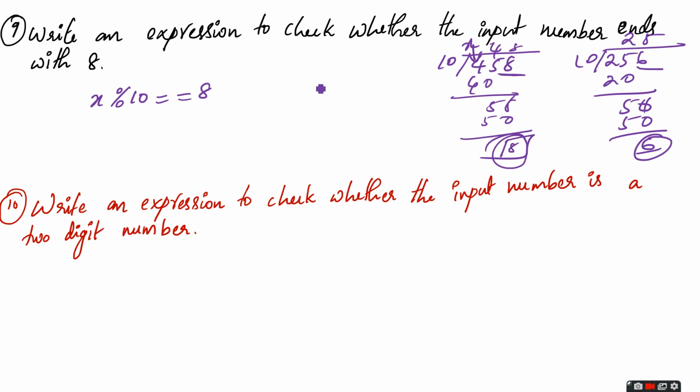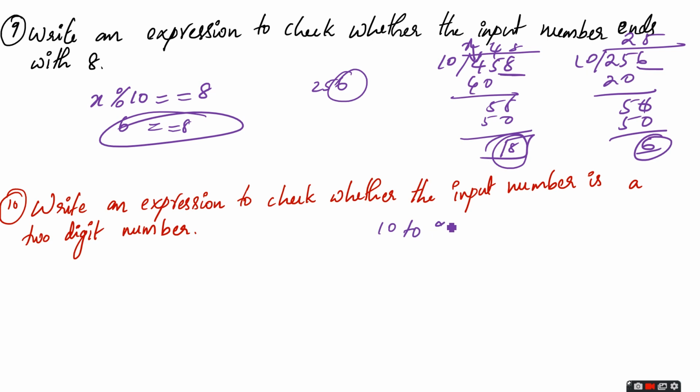Remainder equal to 8 means it ends with 8. For example, the value of x is 256. Then we can divide it by 10 and the remainder is not equal to 8. That means we are getting 6 equal to 8. The condition is false. So that number does not end with 8. Next question. Write an expression to check whether the input number is a 2-digit number or not. That means we know the 2-digit numbers are from 10 to 99, including 10 and 99.